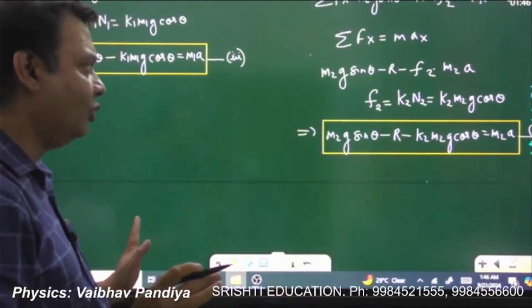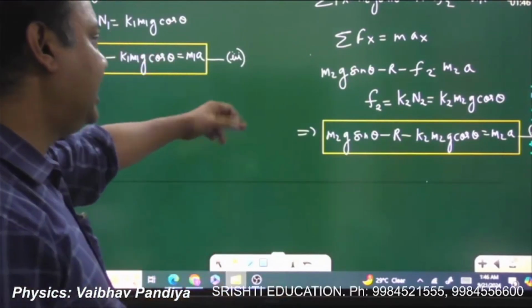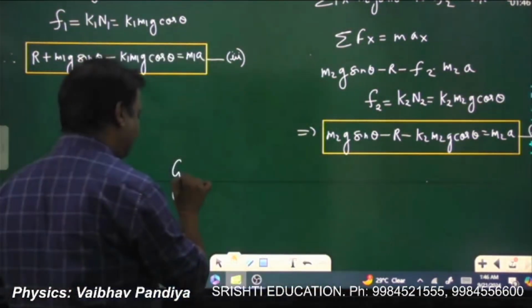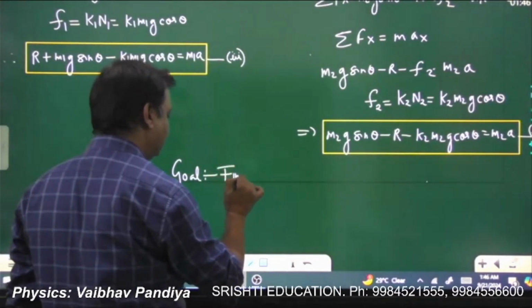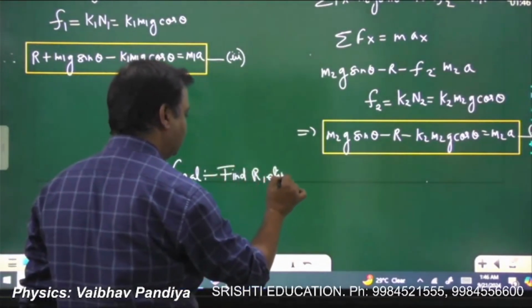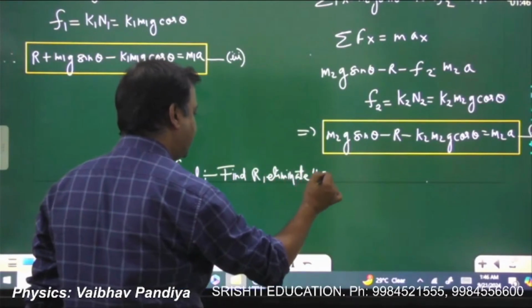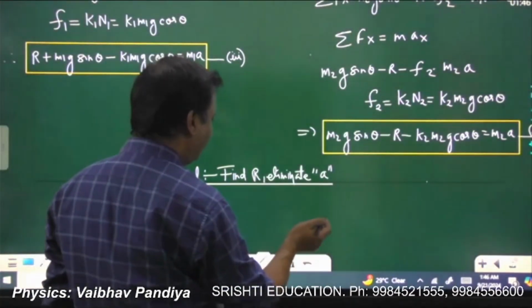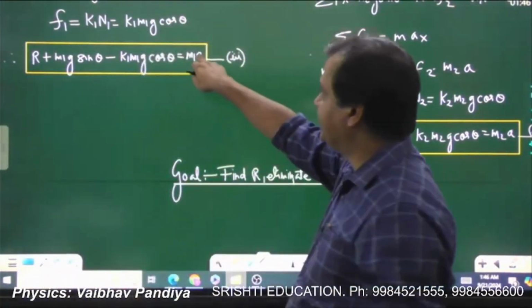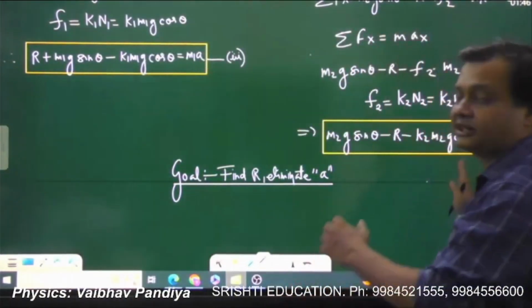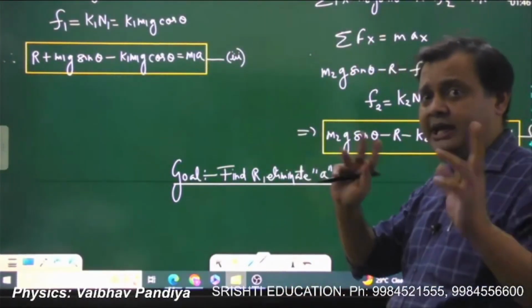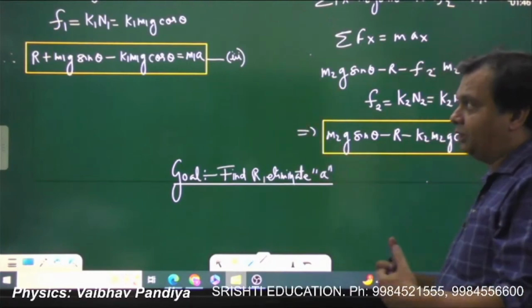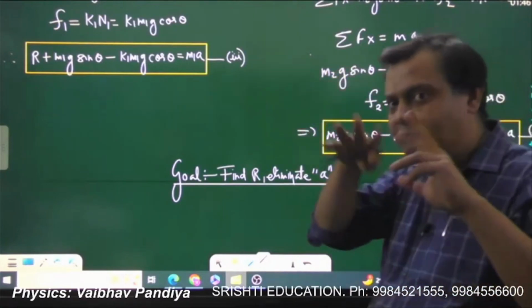So let's decide the goal. My goal is first to find R, eliminating A. That is my mathematical goal. Find R, eliminate A. We have simple mathematics, nothing else. So there are so many ways for eliminating A. You can make A the subject in this equation, you can make A the subject in this equation, and you can equate both the values of A in equation 3 and equation 4, and you will get R. One way is to make the coefficient of A same in both the equations.